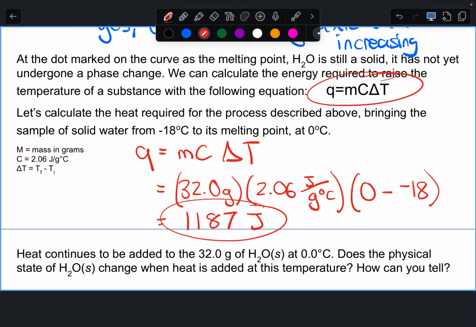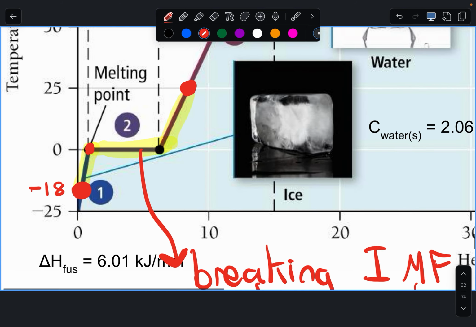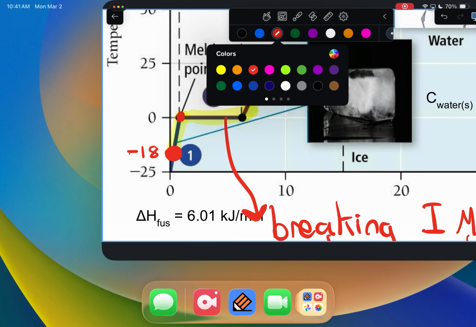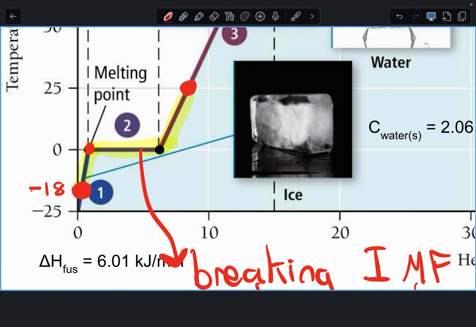Okay, so 1,187 joules for this process. Let's write that down on our picture. It's going to be kind of squishy. I'll make the ink smaller. Oh, it's already the smallest. Okay, 1,187 joules. Let me write it on the other side. So that line from negative 18 to 0, before that flat line happens, that's 1,187 joules.